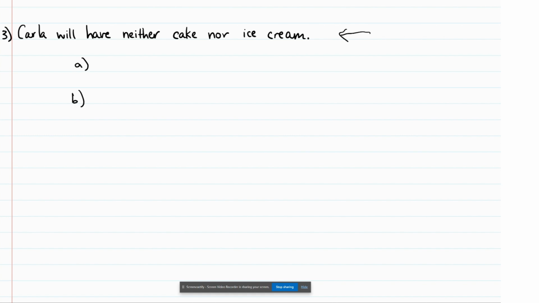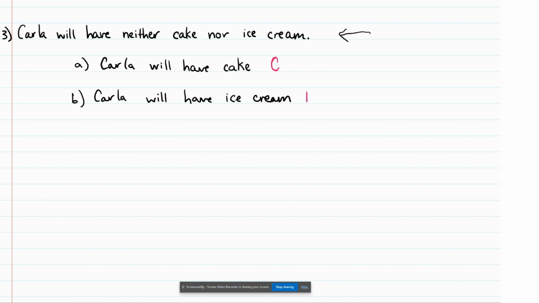And our atomic sentences here are the same as they were in the previous examples. So we have Carla will have cake. That seems to be our first atomic. And our second atomic is that Carla will have ice cream. And when we identify capital letters to put to these sentences, we're going to identify those capital letters like we did in the previous examples as C and I.